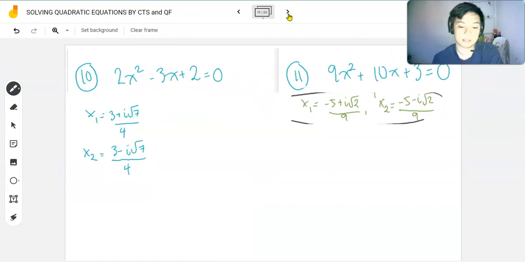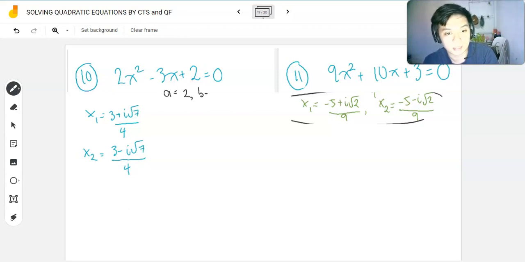Ito, may imaginary part. So, ibig sabihin, the roots are imaginary. So, ano ang A muna? Dito, 2. B is negative 3. And then C is positive 2. So, we have negative B over A. Ibig sabihin, negative of negative 3, positive 3 over A na 2. 3 halves dapat yung ating makuha ang sagot.